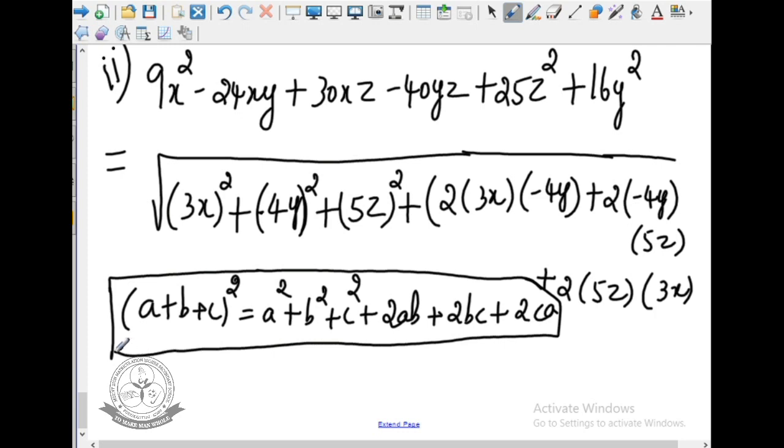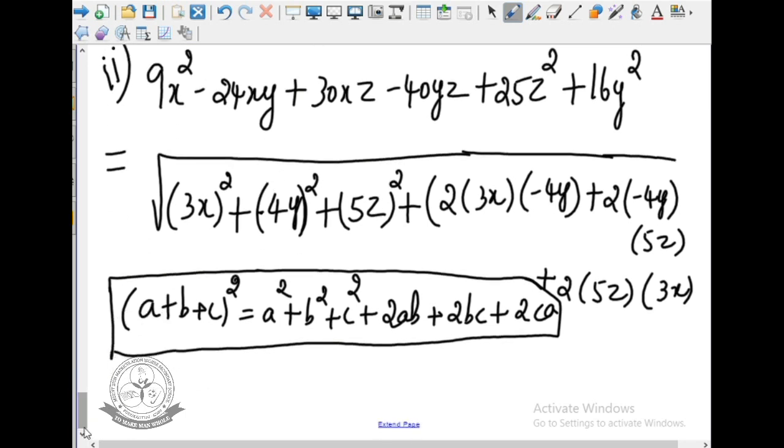If suppose I multiply these three, I will get minus 24xy. I multiply those 2 into minus 4 plus 5z, I will get minus 40yz. Here I multiply xz value, I will get plus 30xz. So my problem is correct.